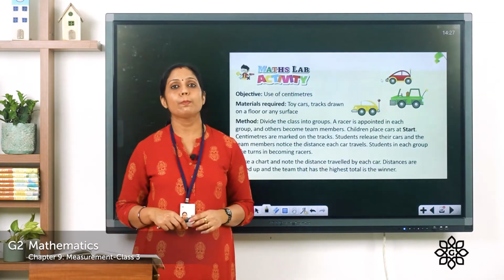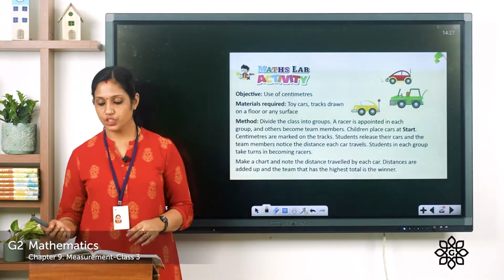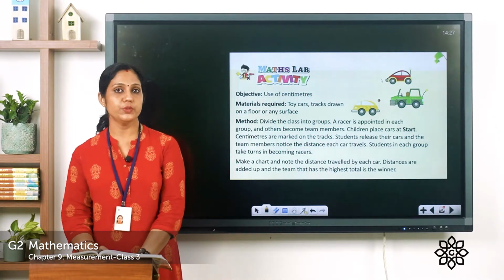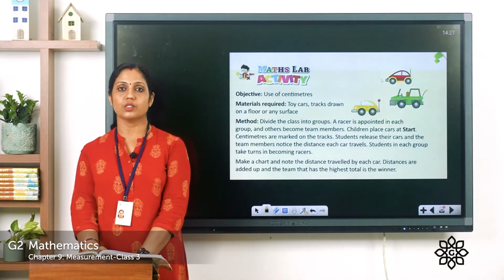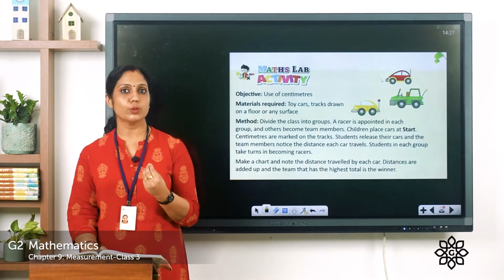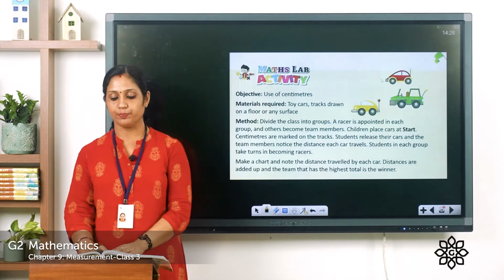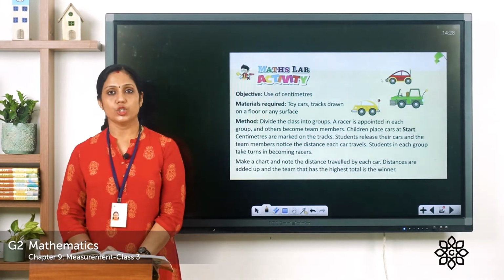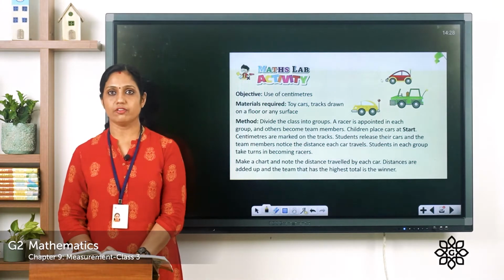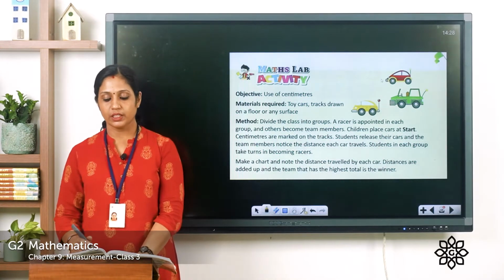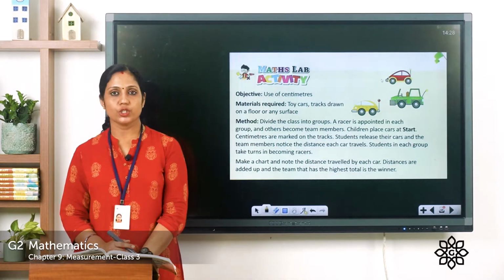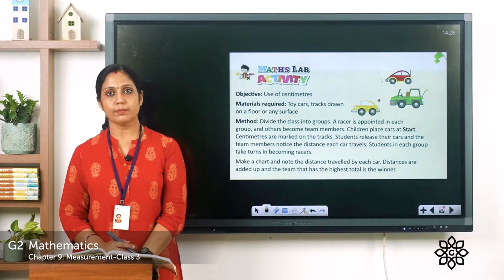Now let's move on to the Maths Lab activity, page number 135. Let's read that. Objective: use of centimeters. Its objective is to use the centimeters, and we use centimeter to measure the length. The materials required: toy cars, tracks drawn on a floor or any surface. Method: divide the class into groups. A racer is appointed in each group and others become team members.